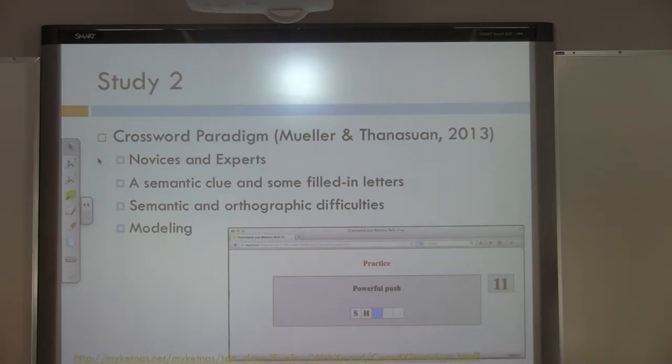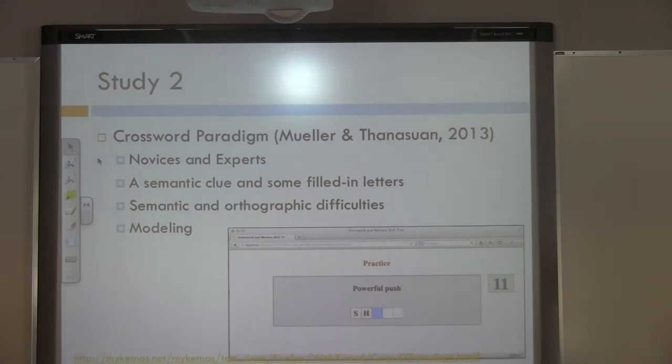This study we call the crossword paradigm. In this study, our participants are still our undergrad students as crossword novices and crossword experts from the American Crossword Tournament.